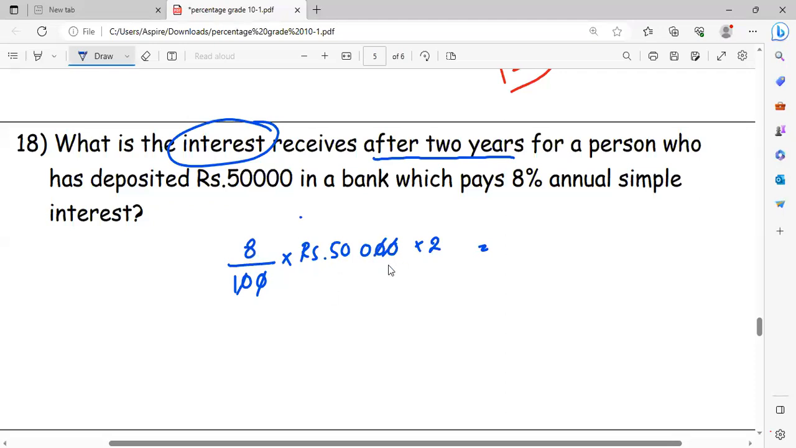Then 8 times 5 is 40. 40 times 2, it is 80. Therefore, the answer is 8,000. No, the answer is 8,000.